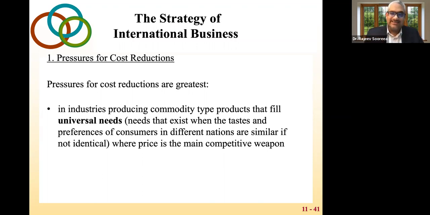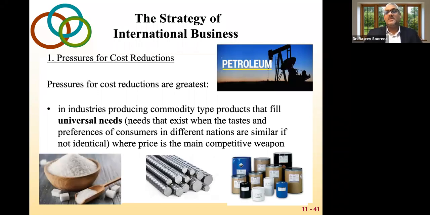The kind of salt I eat and the kind of salt that people eat in Boston or maybe in England or China or South Africa are not very much different. They are very similar in a way. If that is true, then the product becomes a universal need product. When you have products which are universal needs, the main weapon of competition is price. If I can get salt at $1 a pound in the US, but in China I can get it for 50 cents, I will buy the salt from China. But if I can get it for 20 cents in South Africa, I'll buy it from South Africa.